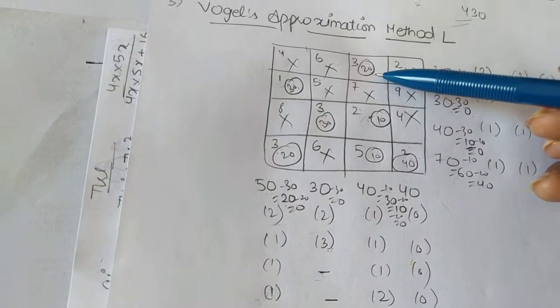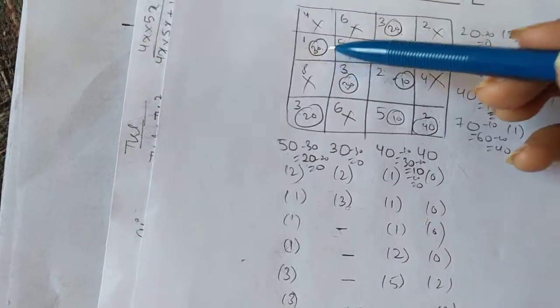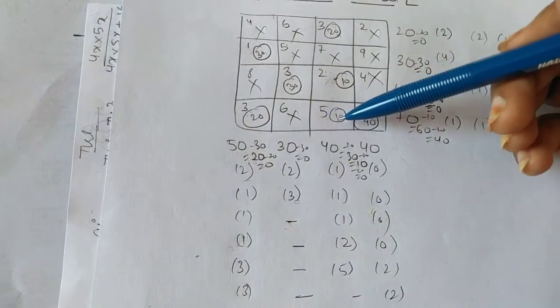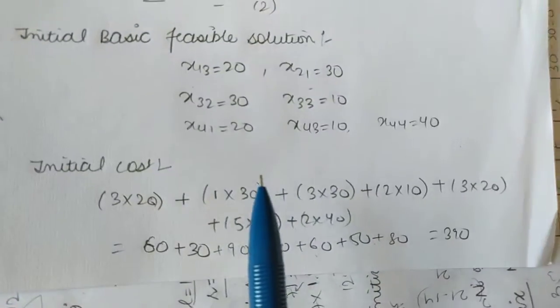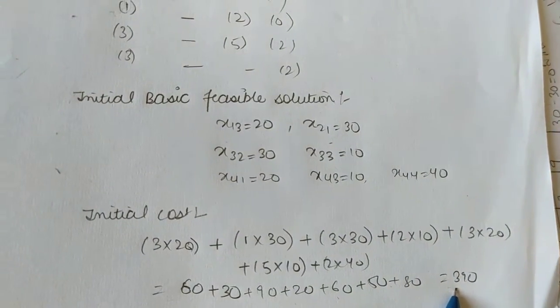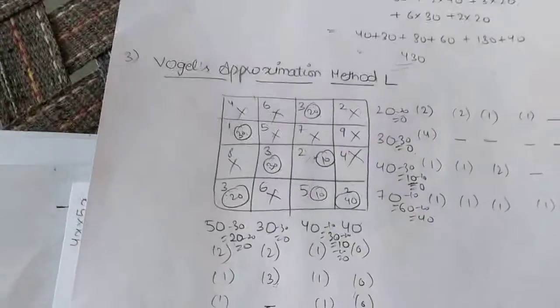So 3 into 20 plus 1 into 30, 3 into 30 plus 2 into 10 plus 3 into 20, 5 into 10 plus 2 into 40. So this will give us the initial cost. So the initial cost is coming out to be 390. So this was Vogel's approximation method.